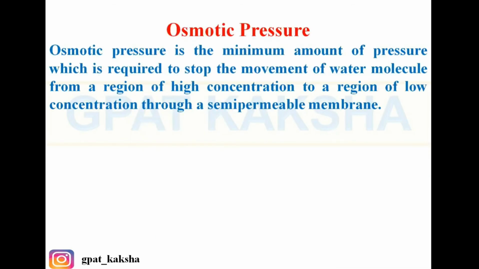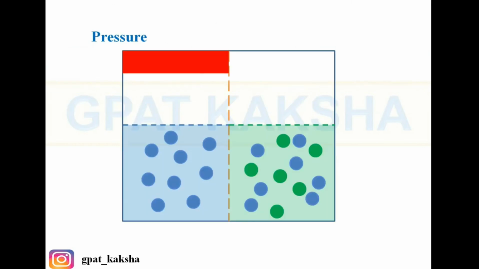Then what is osmotic pressure? Osmotic pressure is the minimum amount of pressure which is required to stop the movement of water molecule from a region of high concentration to a region of low concentration through a semi-permeable membrane. This means it is the minimum amount of pressure that should be applied to stop the movement of water from the region of high concentration, that is from the sugar solution, to the lower concentration, that is to the water solution. We can understand it better with the following setting.